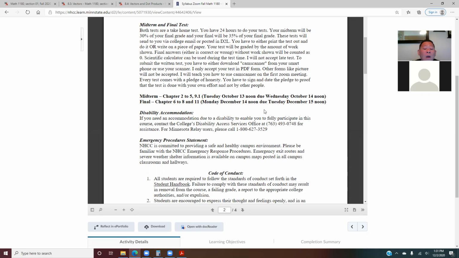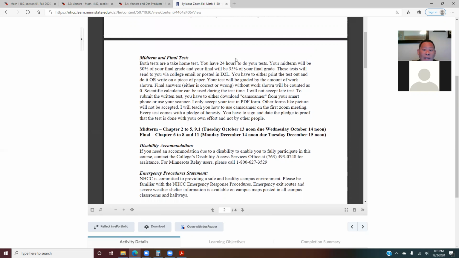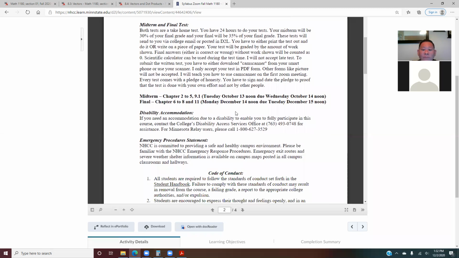And as usual, once you finish your test, make sure you scan the paper, using your scanner or the scanning apps on your phone, and then send it to me through the college email. Same thing like the midterm that you guys did. The only thing is your midterm is only 30%. Your final is 35%, so this final is actually a bit more than your midterm. It's 35% of your total grade.